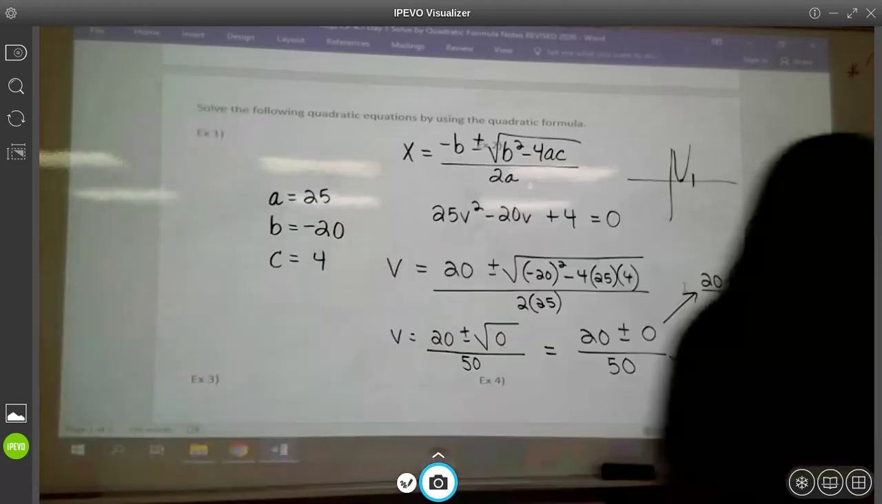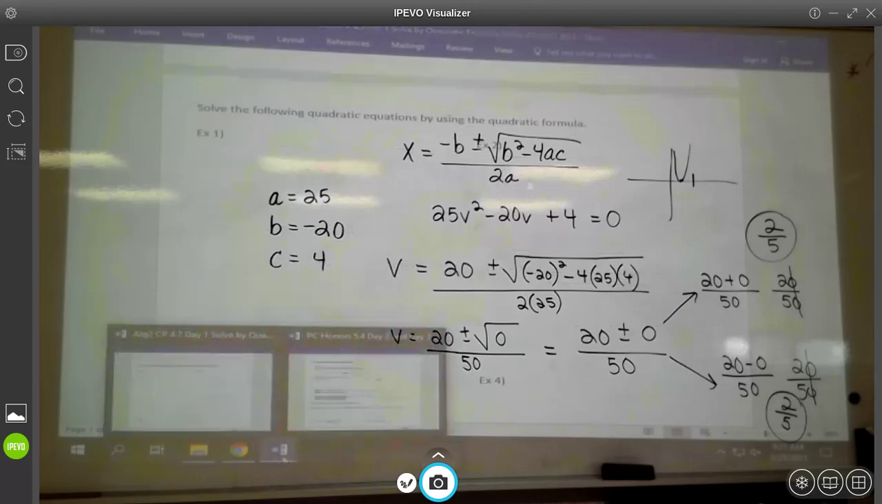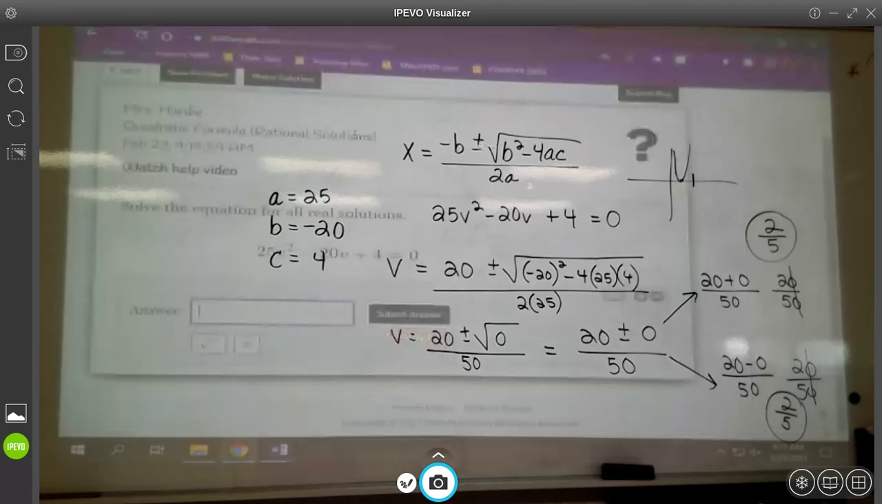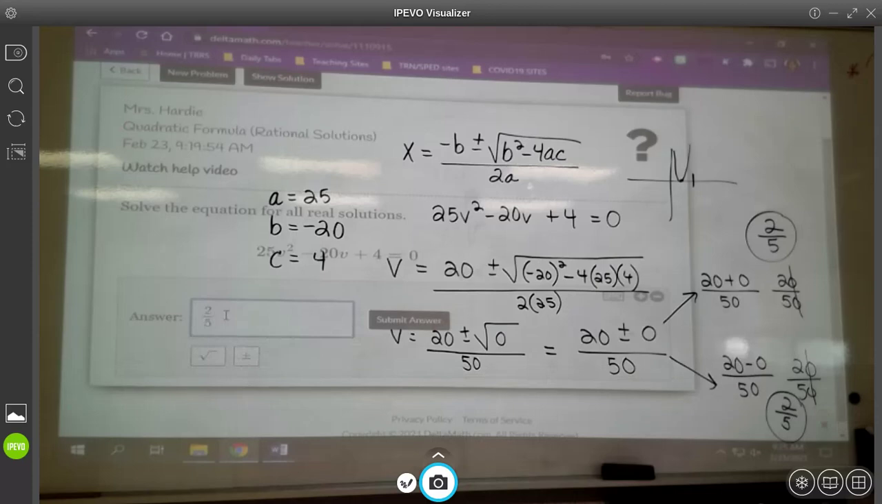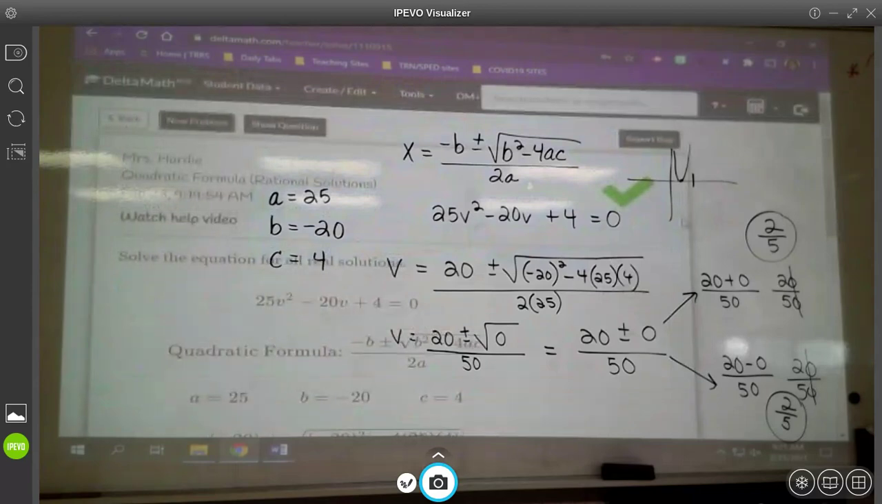All right, so let's type our answer into Delta Math. It's just 2/5. Where's my Delta Math here? All right, we're going to put 2/5, and I don't need a second answer. So just 2/5, and I'll submit my answer. Yes, and you get your green check.